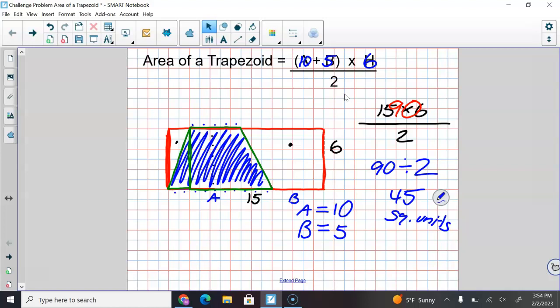I hope you found this interesting. If it doesn't make sense to you, that's fine, because you can go and do what I told you to begin with. You can take any trapezoid and decompose it into triangles and rectangles and use those to find the area as well.